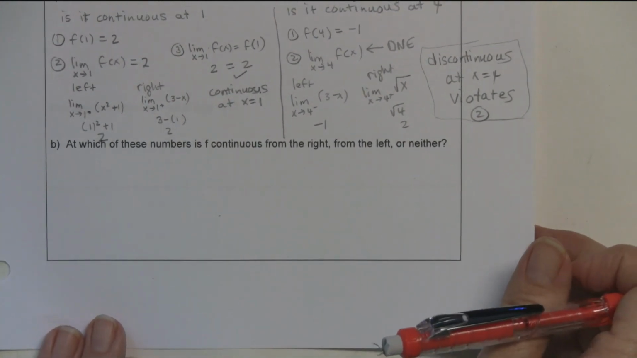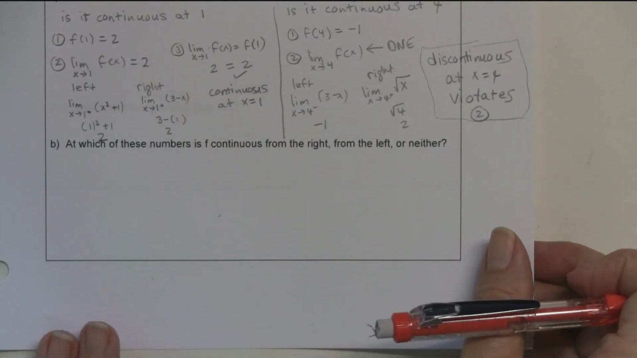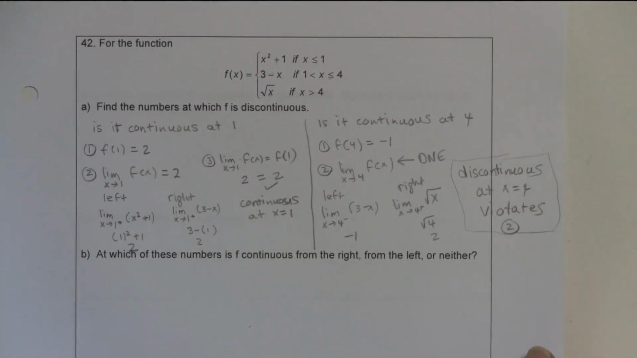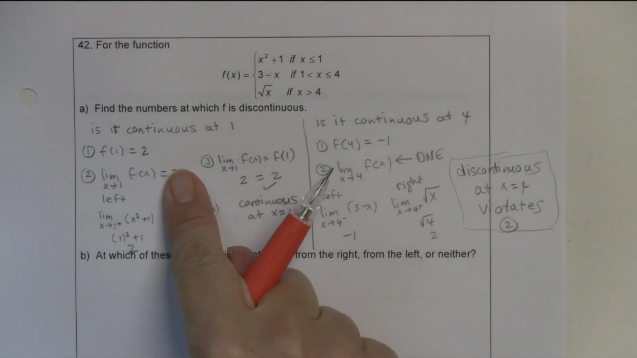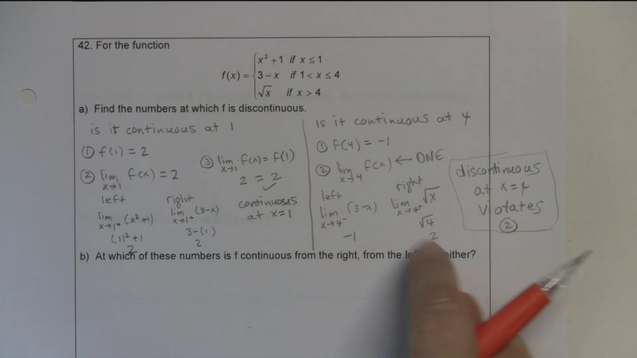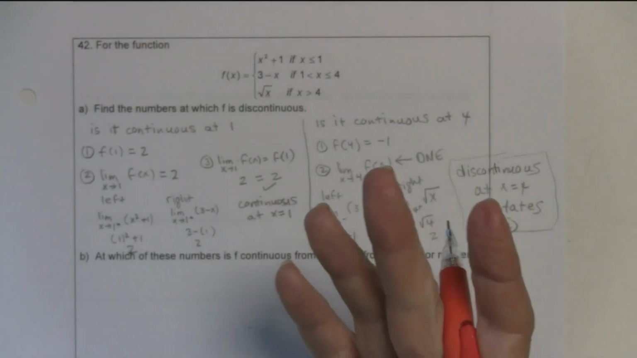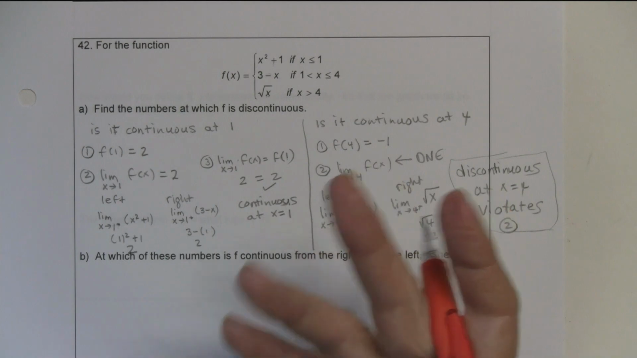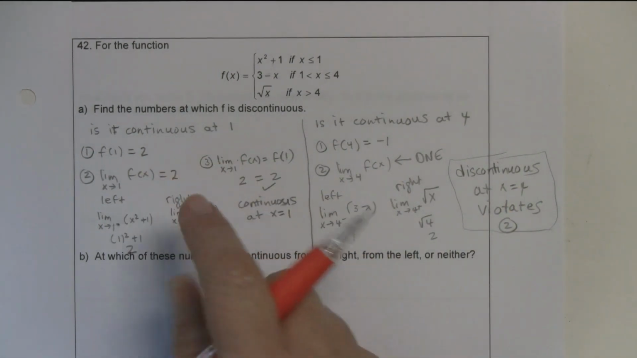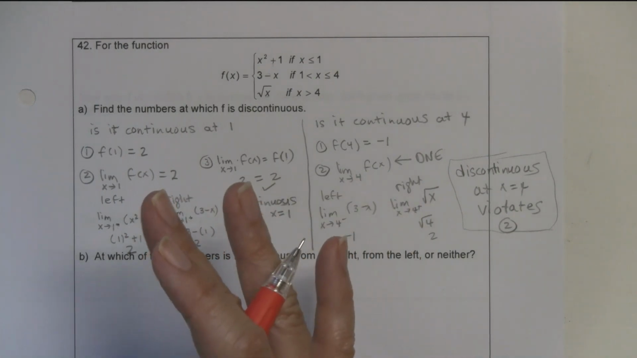At which of these numbers is f continuous from the right, from the left, or neither? So at 1, it's continuous from the right and the left. And so they only wanted to know about the discontinuity. And at 0, it's continuous from the left and the right. And at 67, it's continuous from the left and the right. 1 is no more special than any of those other numbers now that we verified it.